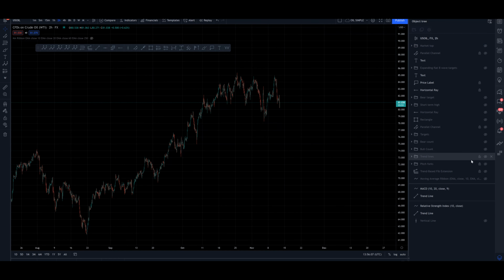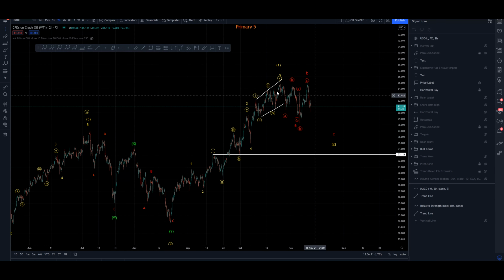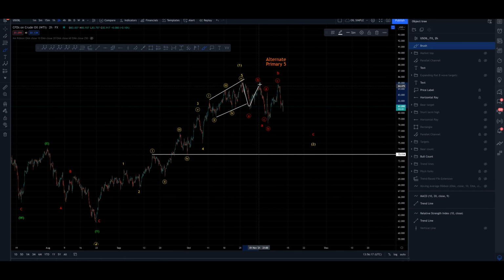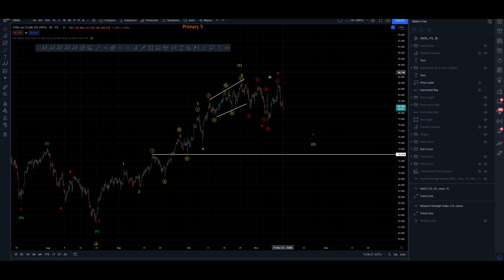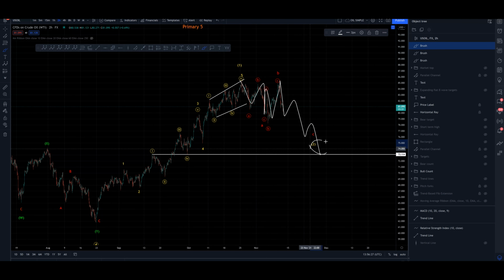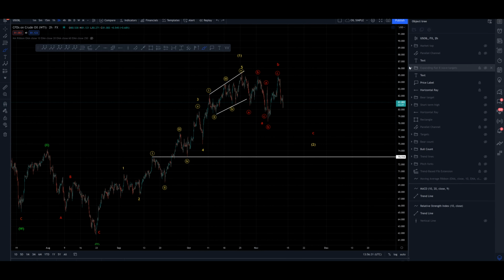Okay, well, let's just bring back the ball count. So for the meantime, my preference, given all of these options, the completed primary 5 up there is an option, the completed 1, 2 here, and this is an impulse 1, 2 as an option. And then finally, my preference, which is this is 3, this is 3, this will be 5, into a 2, slightly deeper, and then we move higher, assuming that we've completed in that wave 1.